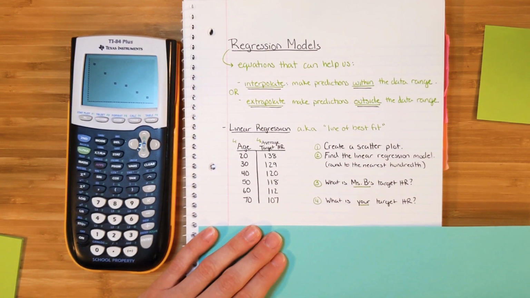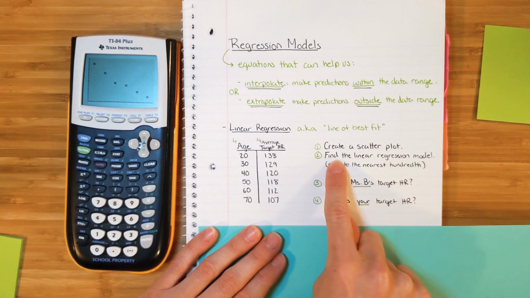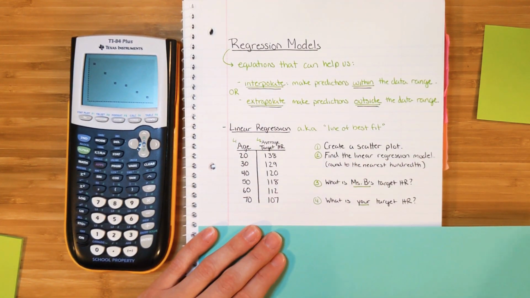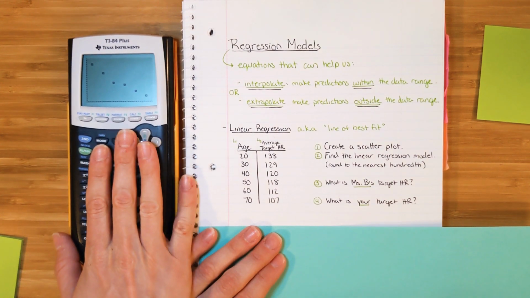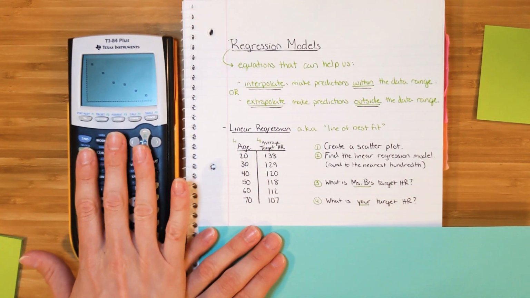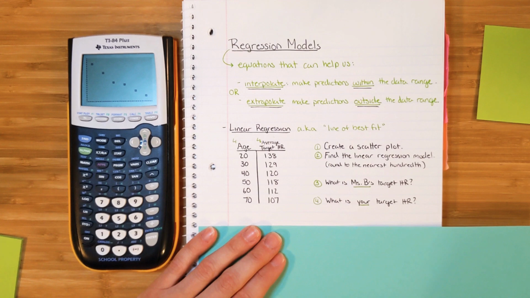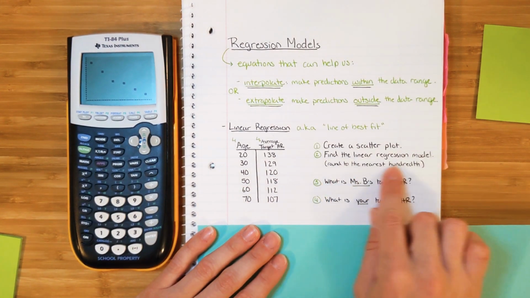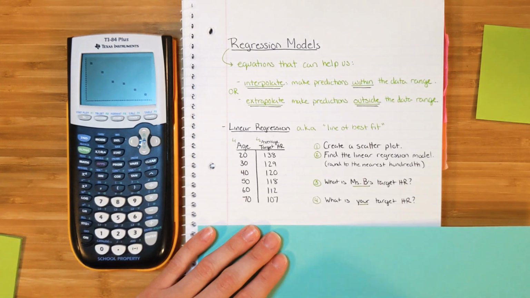Now, what we're going to do in step number 2 is we're going to find the linear regression model, aka the line of best fit. And I'm going to let my calculator do it because it can get really, really exact and it can find the specific values that would give us a line that fits this data best. So it does tell me to round to the nearest hundredth, which gives me a heads up, expect some decimals.